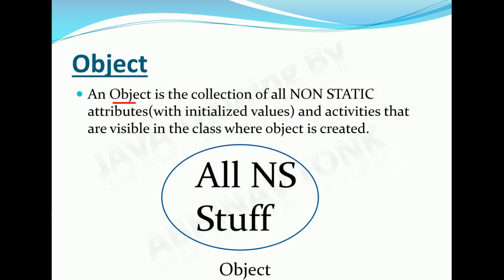An object is the collection of all the non-static attributes and activities that are visible in the class where the object is created. Right now you can just focus on this particular underlined definition: an object is the collection of all non-static attributes and activities, with initialized values and visible in the class. These things I will cover later when we discuss the concept of objects programmatically using the Java language.